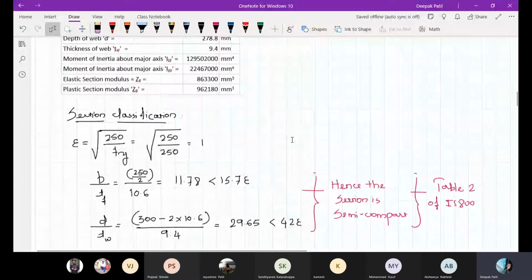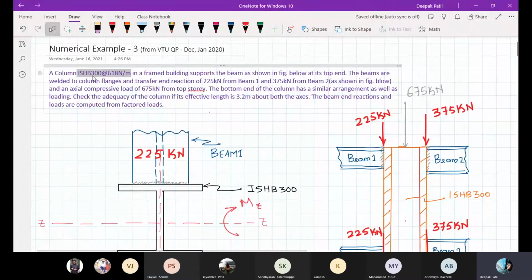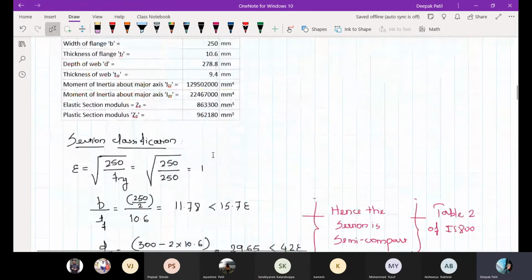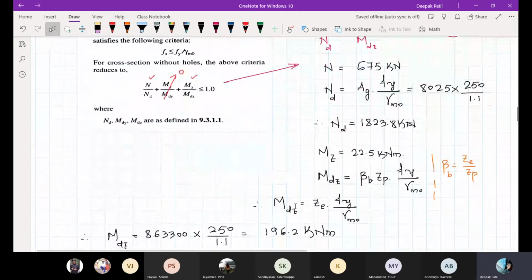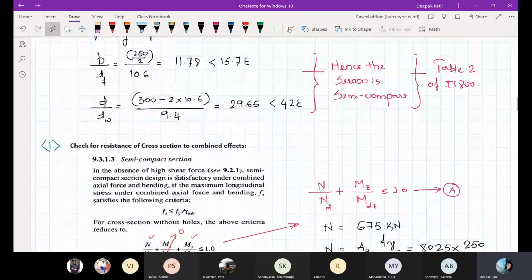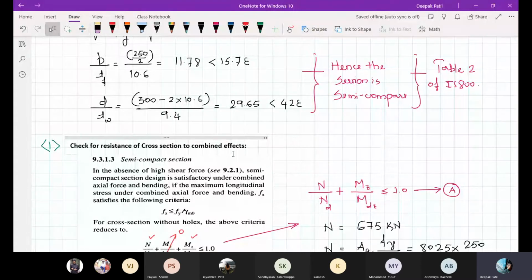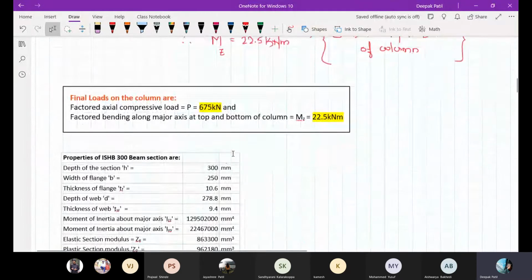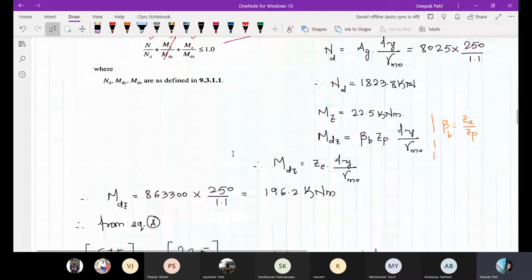Usually what happens in these type of numerical examples, where they will only give you the section and tell you to check the adequacy, 100% in all the checks it will pass. What is the logic? They will give you ISHB 300, and if it fails in the first check only, then immediately you can write, since it is not adequate, it is failing in the combined effects, hence the section is not adequate. You can end the problem there and then. But there is no logic in that. So in most of the cases, when they give you a section to check, it will pass. They only want you to prove, right?